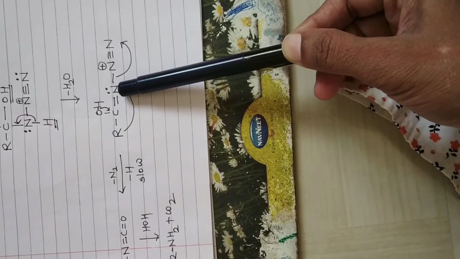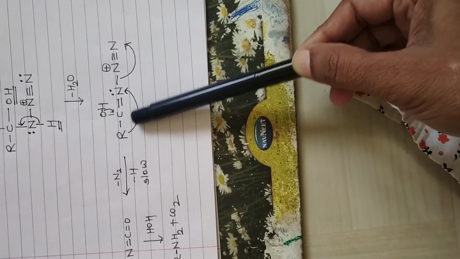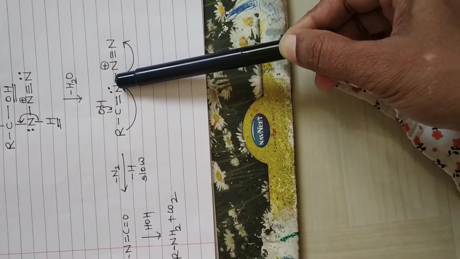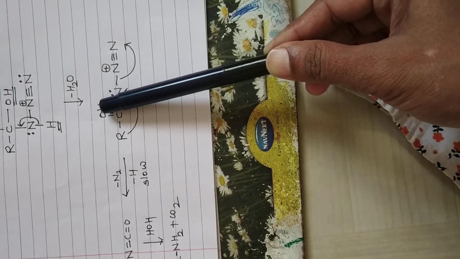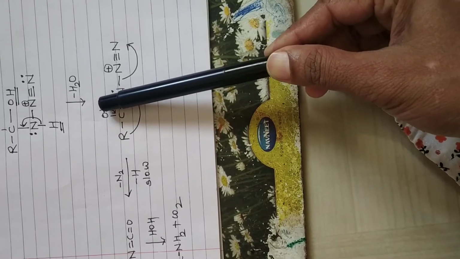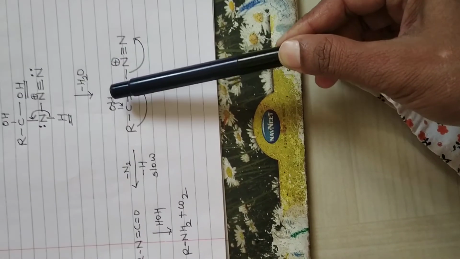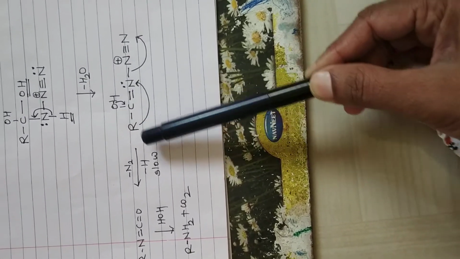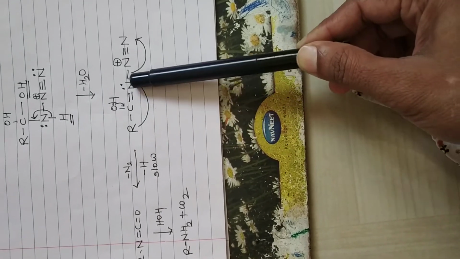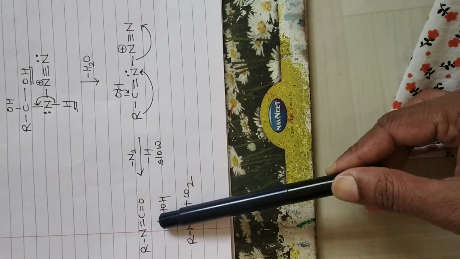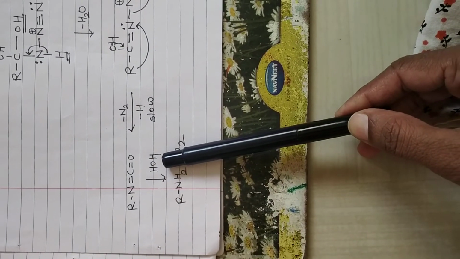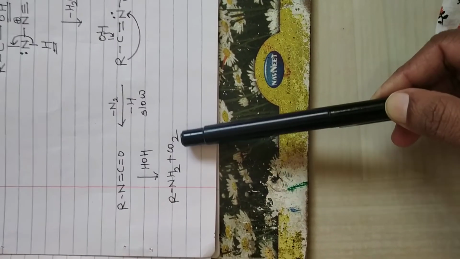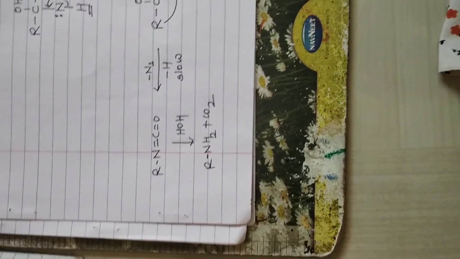In order to satisfy this, R will migrate towards nitrogen. So here there will be RN double bond C, and at the same time the bond between O and H is going to migrate over here, so there will be formation of double bond O. That is what you are going to get: RN double bond C double bond O. That is isocyanate we are going to get, which on reaction with water gives primary amine and CO2. So thank you.